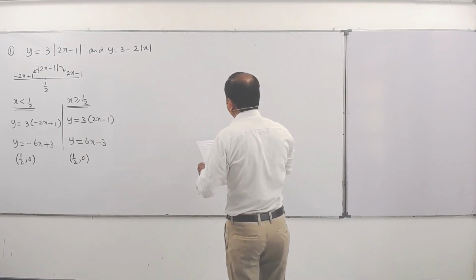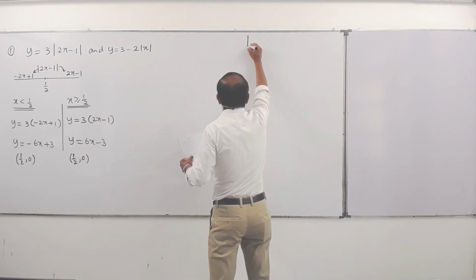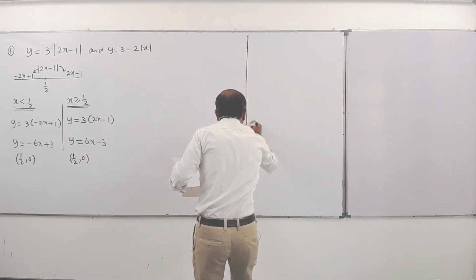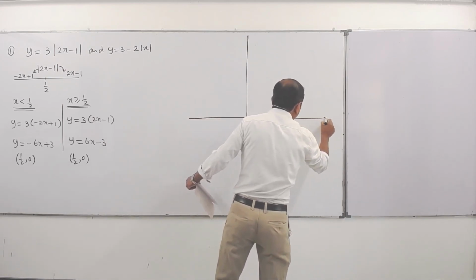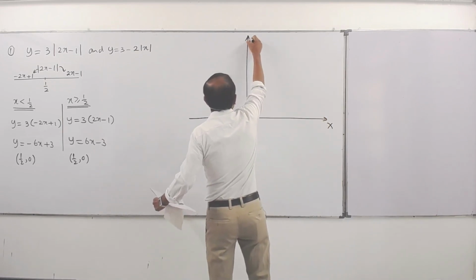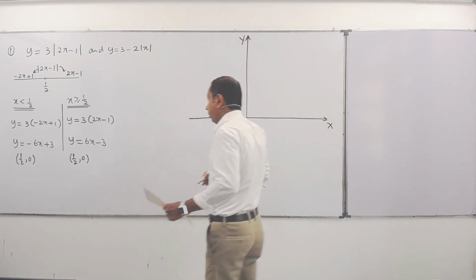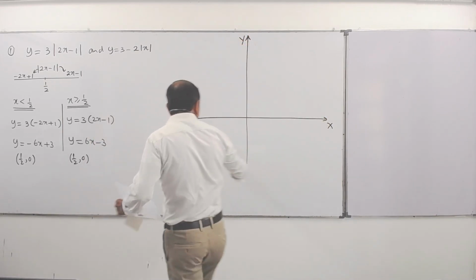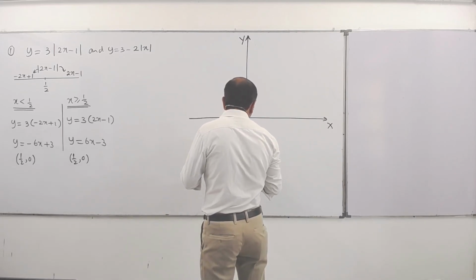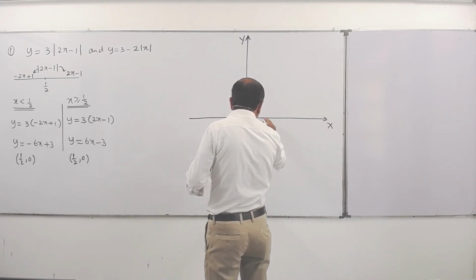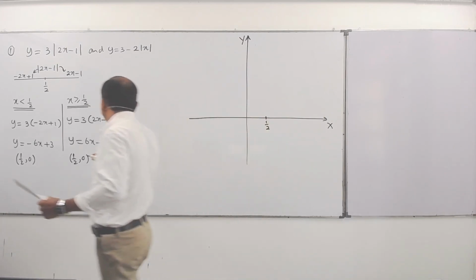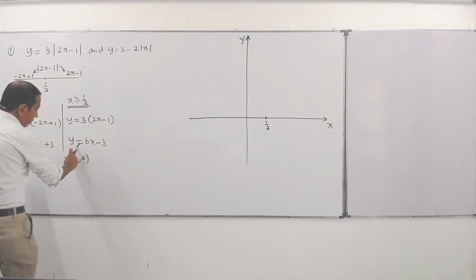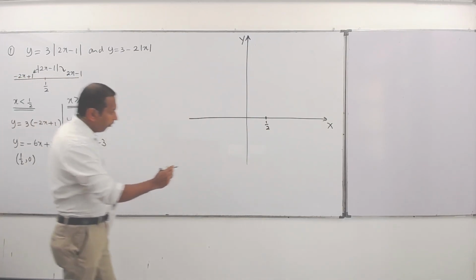So when you draw the graph, y-axis, x-axis. Okay, x equals half, y 0. Half, 0 I will take somewhere here. Half, 0 here, one point. And the intercept of this is minus 3. Minus 3 is somewhere here.